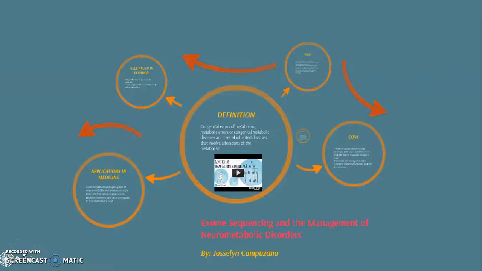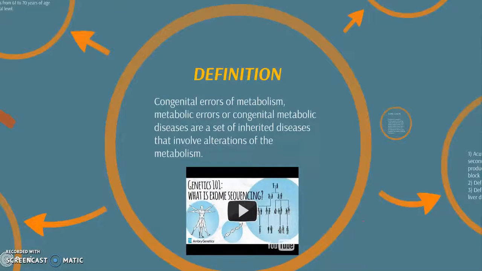Hi, my topic is exome sequencing and the management of neurometabolic disorders. Definition: congenital errors of metabolism, or congenital metabolic diseases, are a set of inherited diseases that involve alterations of the metabolism.